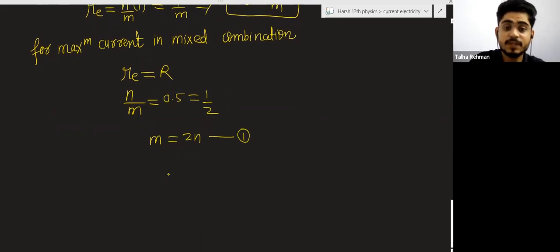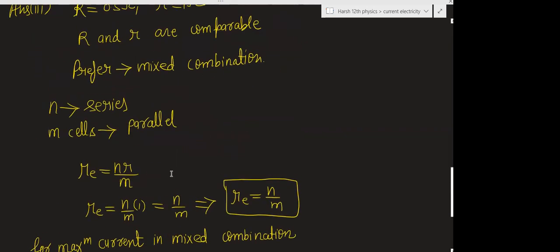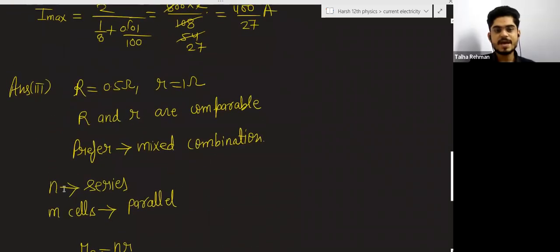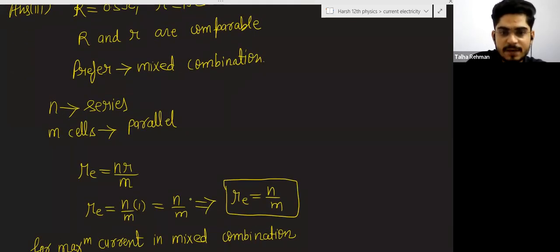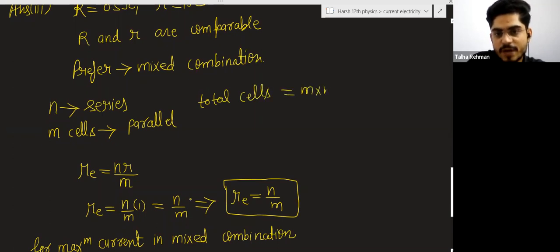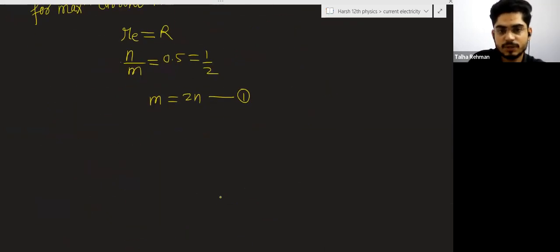And one thing more: how many cells do you have in total? 8. So you are connecting n cells in series and m cells in parallel, so the total number of cells will be m into n. M into n is equal to 8. Write this as equation 2. Now we will solve equations 1 and 2.